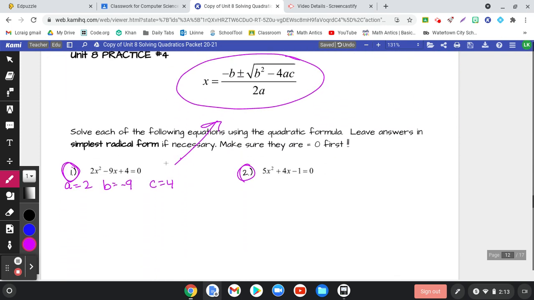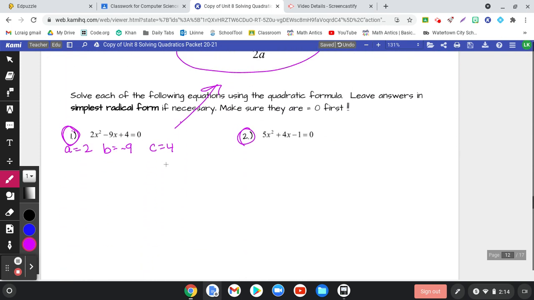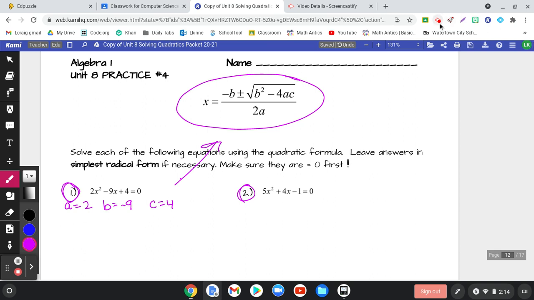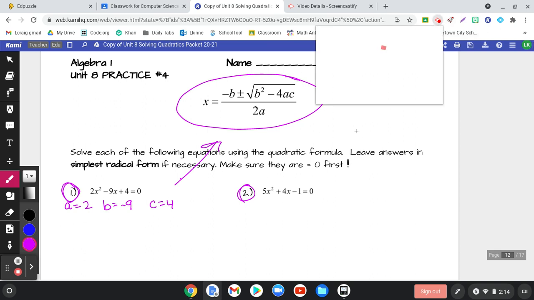You'll notice the steps are the same every single time, but you're not going to get any better if you don't try it. Let me know if you have any questions. I'd be happy to help.